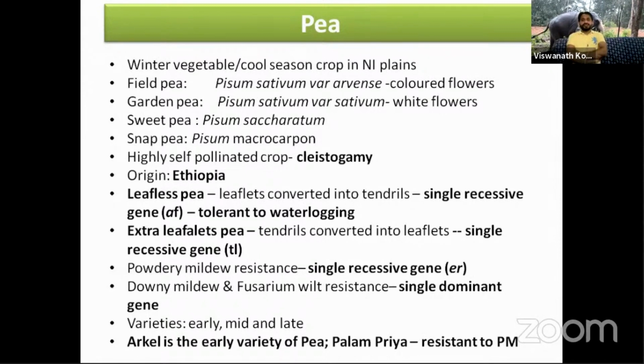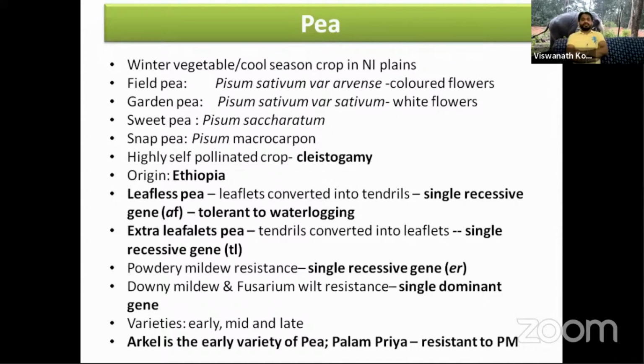Both of these species have different flower colors. Field pea has the colored flowers, whereas garden pea has the white flowers. The white flower ones are the garden pea, and the colored flower ones are the field pea. There are some other species like sweet pea, Pisum saccharatum, and snap pea, Pisum macrocarpum.